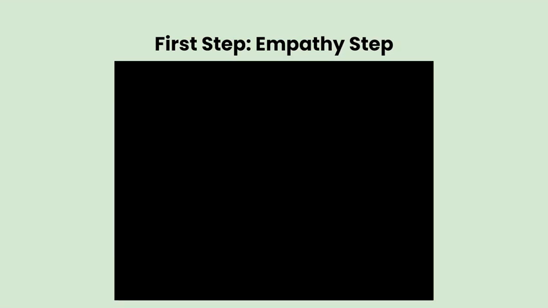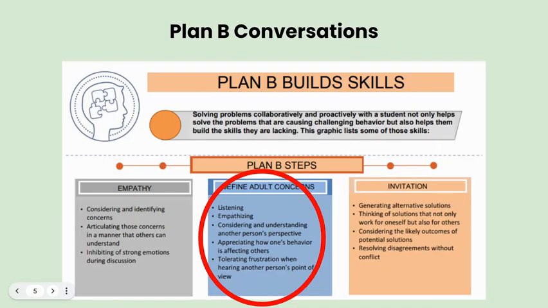Next, Dr. Greene will model how to define adult concerns within a Plan B conversation. He will focus on having all of the participants listen and empathize with each other, consider the perspective of others, and appreciate how each person's behavior may affect someone else's. Let's watch Dr. Greene conduct the second step, defining adult concerns.